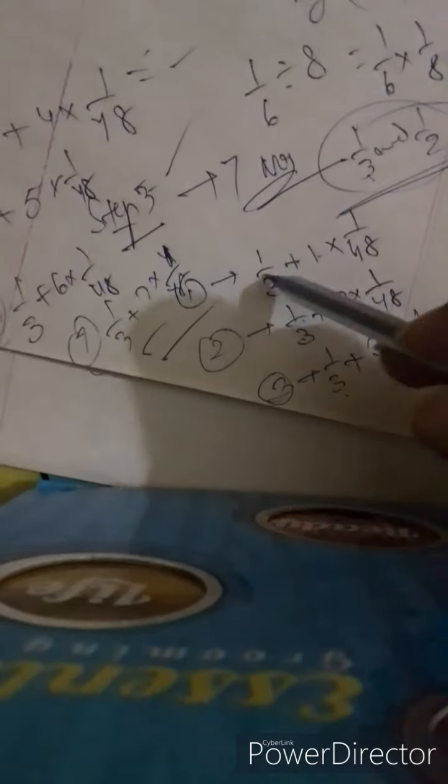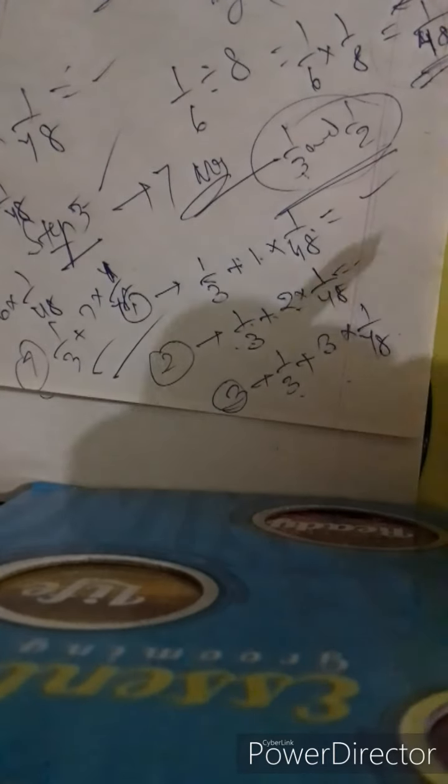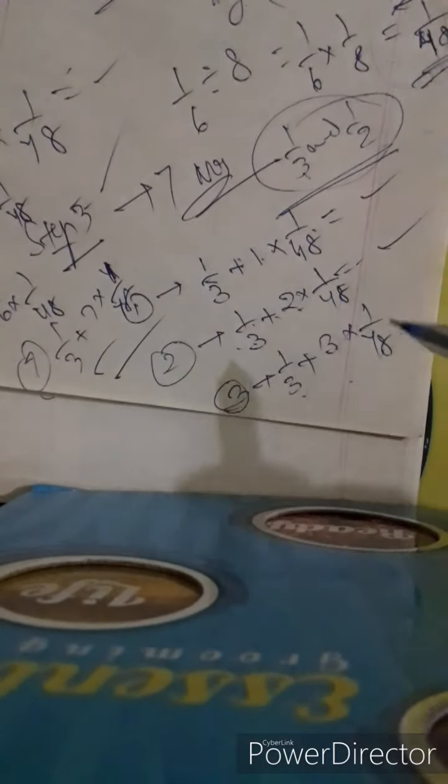Now solve 1 by 3 plus 1 into 1 by 48; that will be the first rational number. 1 by 3 plus 2 into 1 by 48 will be the second rational number. 1 by 3 plus 3 into 1 by 48 equals the third. Fourth, fifth, sixth, seventh will be similarly obtained. I hope you have got this concept. This is a very easy concept which I just showed you.